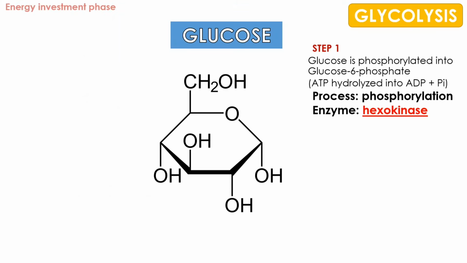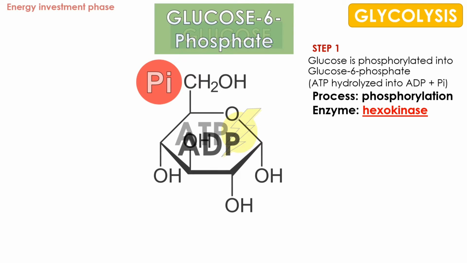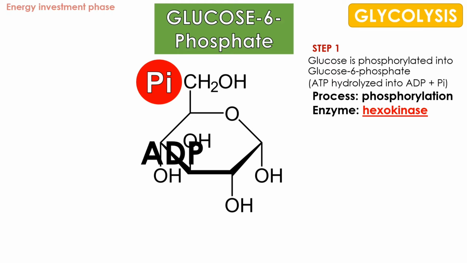The first step in glycolysis is the phosphorylation of glucose into glucose 6-phosphate. During this process, one ATP molecule will be hydrolyzed into ADP and phosphate. The phosphate will be attached to the carbon number 6 of glucose, hence the name glucose 6-phosphate. This reaction is catalyzed by the enzyme hexokinase.